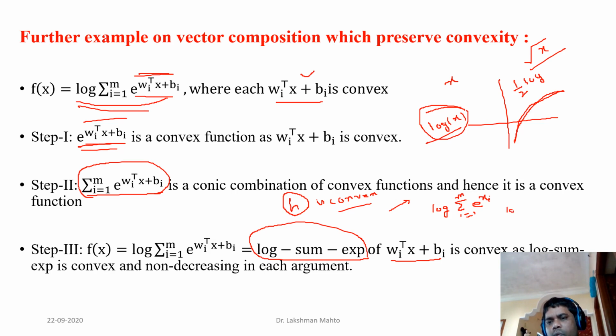i varies from 1 to m. Suppose you have taken m number of functions. So if you are taking just m equal to 2, then what would this be? It would be log of e to the power x1 plus e to the power x2. So can we say that it is an increasing function with respect to argument?